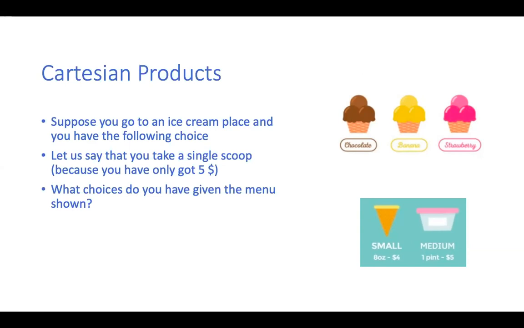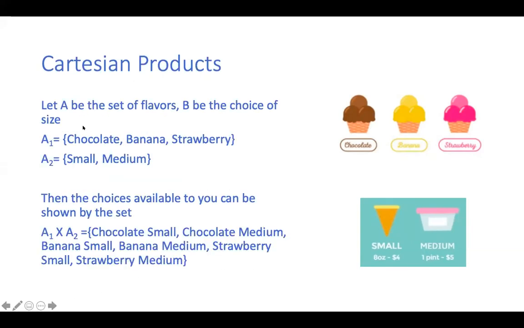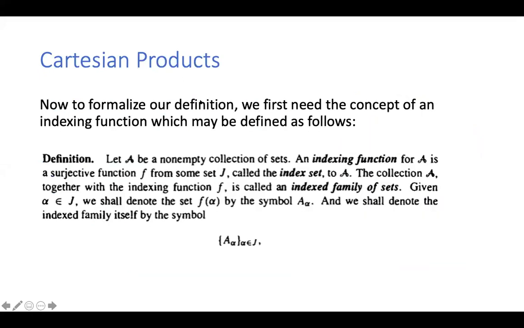Great. So a Cartesian product, if you just play with this idea a little bit, is, let's say you have A be the set, and this is not B, this is A2. I changed it, but sorry.